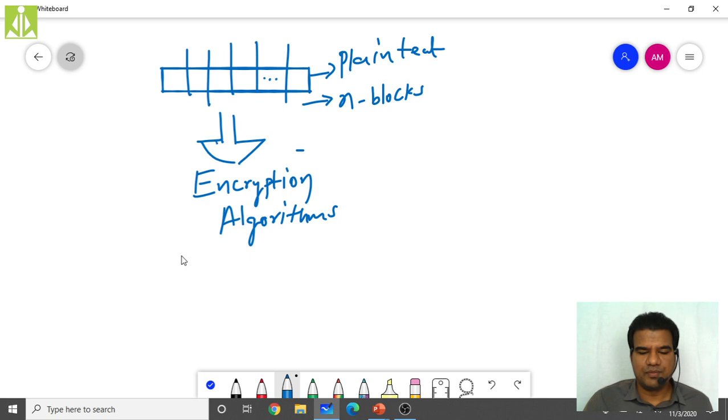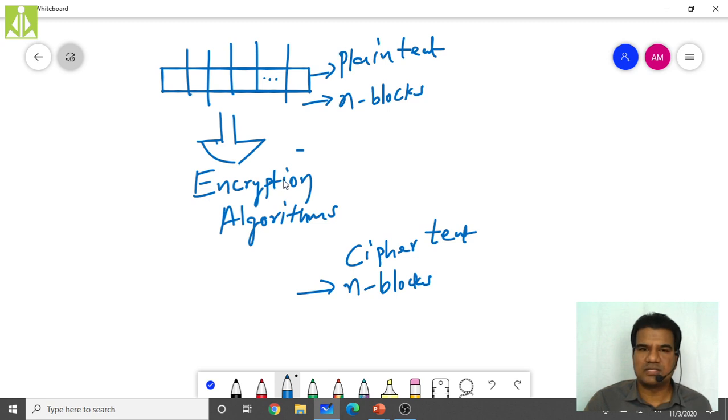So this encryption algorithm, we'll assume the general concept only, will convert those n number of plain text blocks into n number of ciphertext blocks. So here we are going to have the ciphertext, the scrambled text, what I mean to say. This is the basic principle behind your block cipher mechanism.